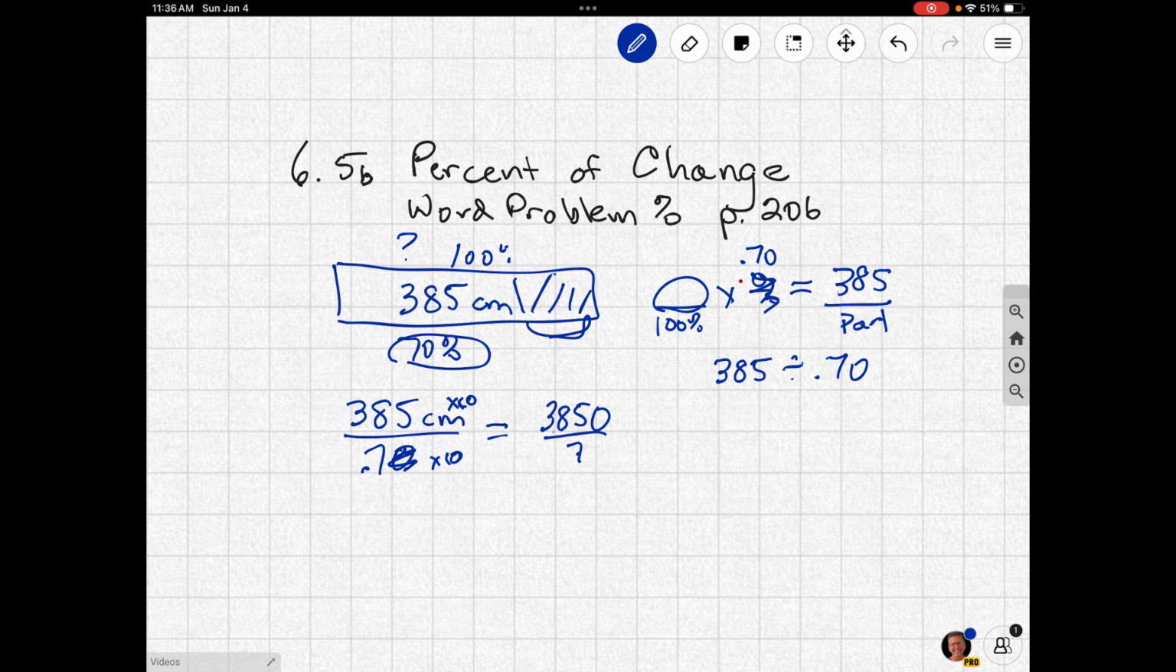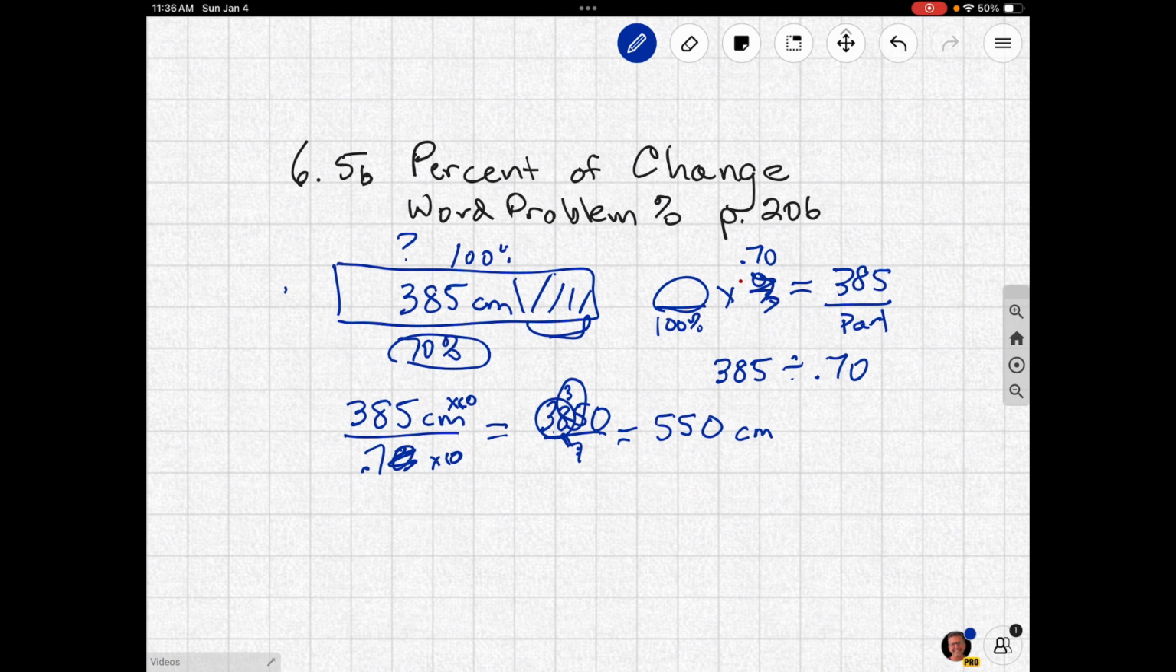So 7 goes into 38 5 times, and that's equal to 35. So there's 3 left over, and then 7 is going to go into this 35 5 times, and it's going to go into this 0 times. So the original length was 550 centimeters.